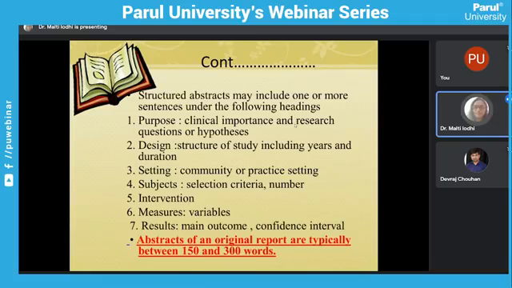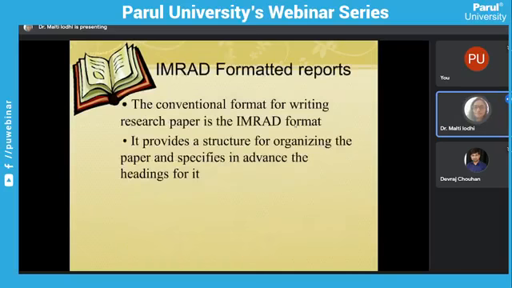Results, outcomes, confidence intervals. These things you have to report. What result has come, that has to be given here. The abstract of an original report is typically between 150 to 300 words. A research report abstract should be up to 300 words. Again, this is decided by the publisher or according to institutional policies.